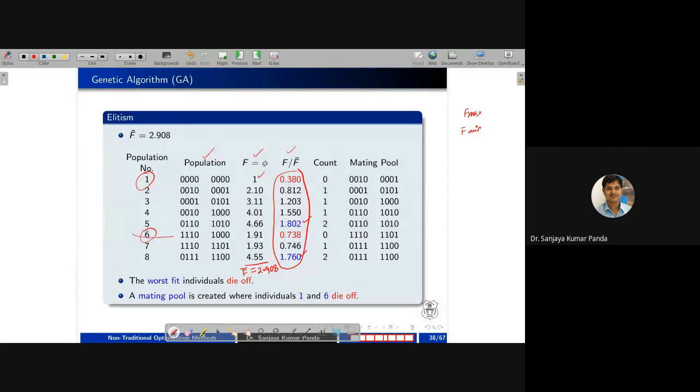So we have to discard the population number 6, population number 1, and you have to keep multiple copies of population 5 and population 8. Okay, that's why it says that in this method, worst fit individuals die off, and mating pool is created where individual 1 and 6 die off. And in order to compensate the population 1 and 6, we have taken multiple copies of 5 and 8, right?